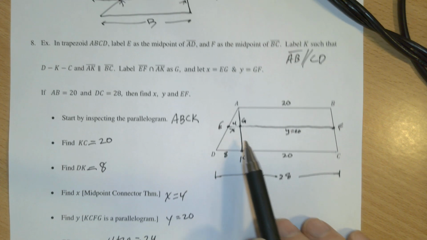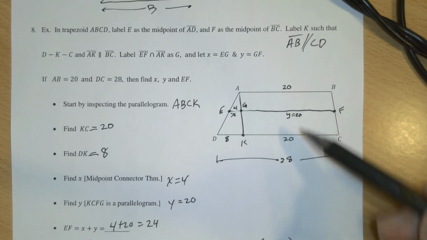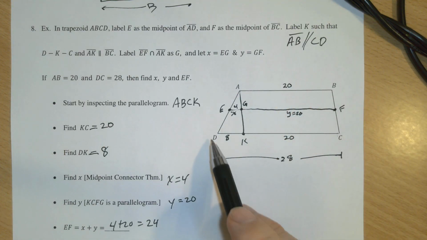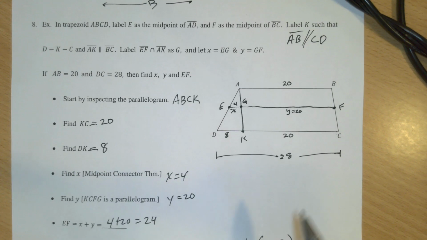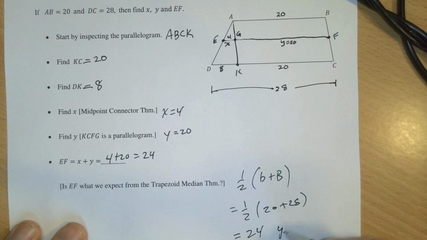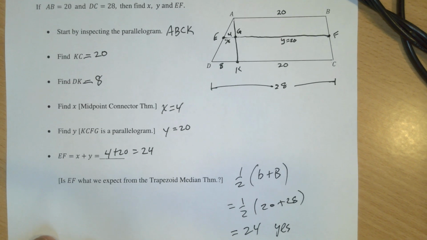That's exactly what we got. The length of the median of the trapezoid is indeed 1/2 of the sum of the two bases. 28 plus 20, 48 divided by 2 gives us 24. So yes, it's exactly what the trapezoid median theorem gave us.